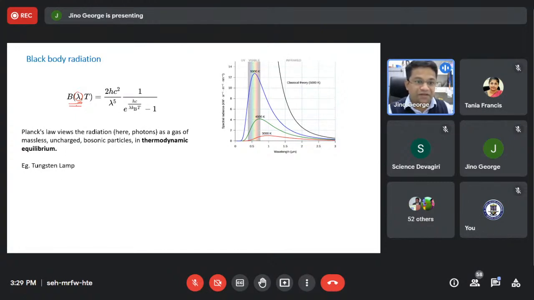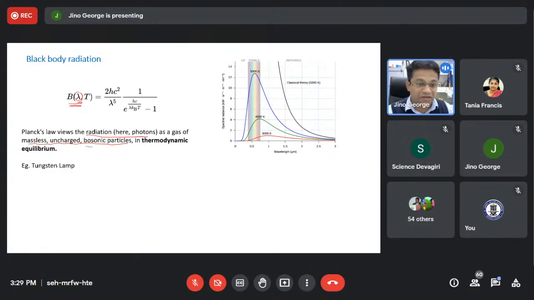So then he connected this relation, the radiance, the radiation coming out of this. Radiation here is photons. According to Max Planck, it's a gas of massless, uncharged bosonic particles. I don't know whether you're familiar with the word boson. Boson is named after the famous scientist S.N. Bose, from the University of Calcutta. Actually, Dirac gave this name, if I'm correct, to appreciate his effort. This is coming from Bose-Einstein statistics.